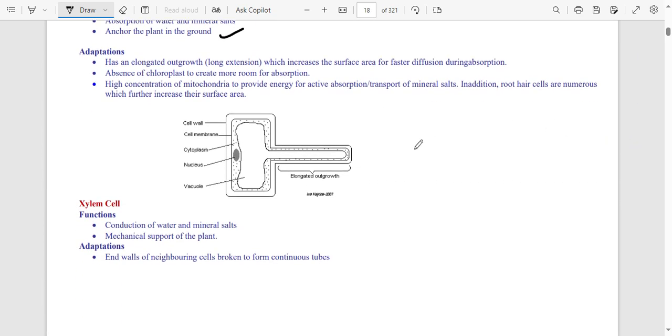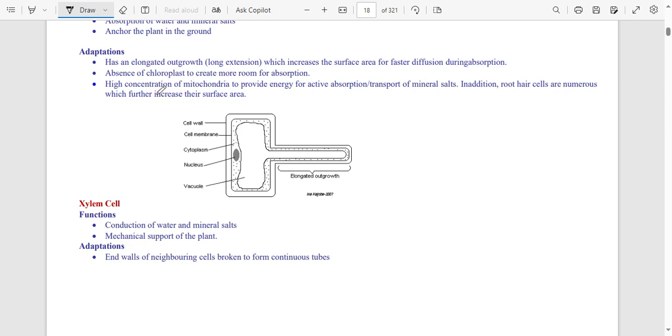Now, what makes the root hair cell able to perform its function? You can see it has an elongated outgrowth, a long extension, and this extension will increase the surface area so that diffusion can happen fast. And diffusion is important for absorption to take place, for nutrients and water to move from the ground into the cell so that the water can go up the plant, all right?